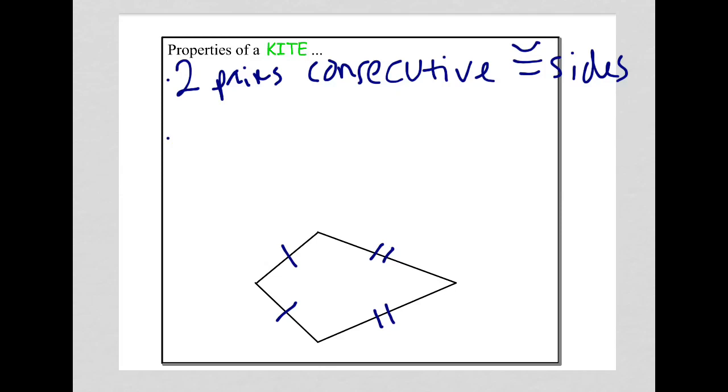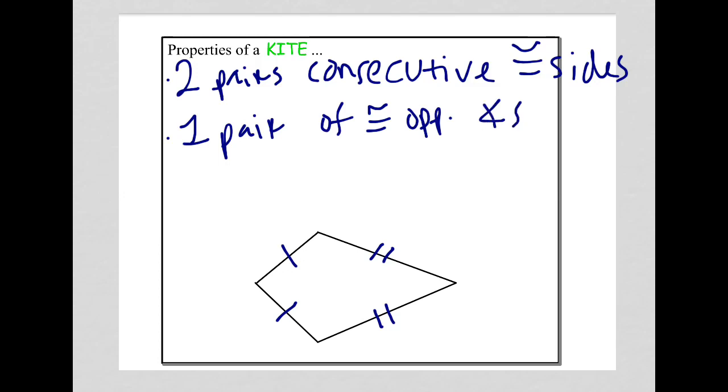Also has one pair of congruent opposite angles. So clearly I'm not talking about this angle and this angle. Those are not congruent. What we're looking at are these opposite angles, and they are congruent in every kite.